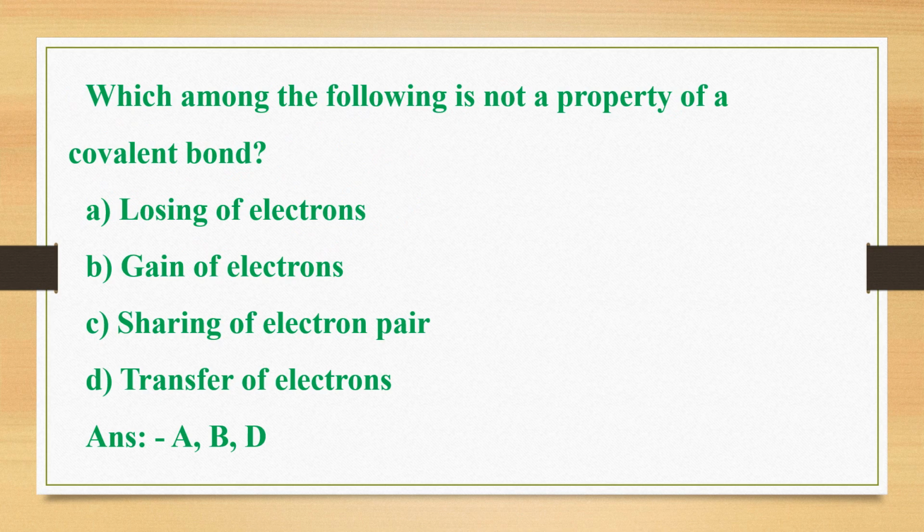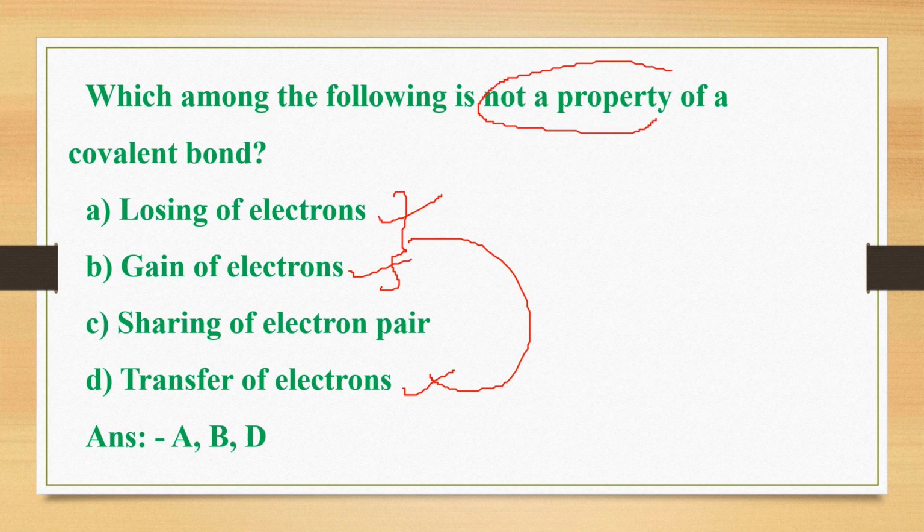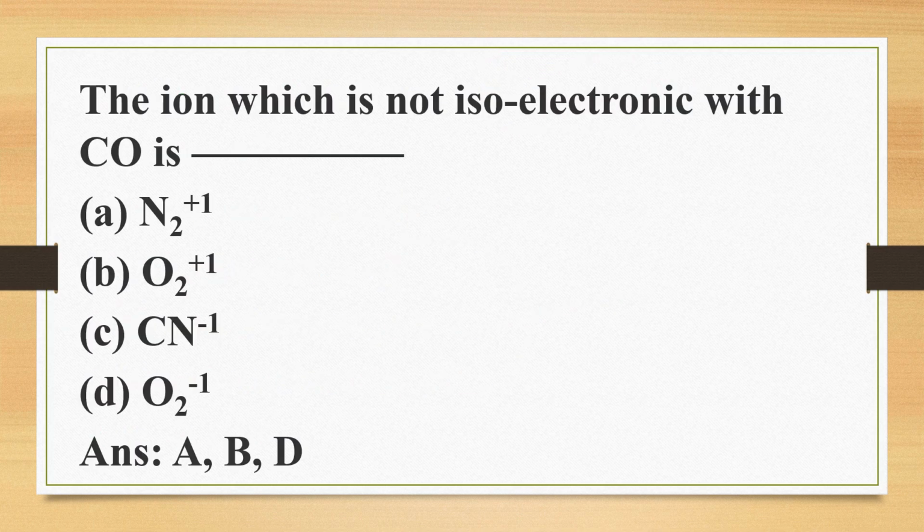Which among the following is not a property of covalent compounds? Not a property. Losing electrons, no. Gaining of electrons, no. These are transfer of electrons. These three are properties, but he's asked not a property. That's very important. Sharing of electrons, yes. Sharing of electron pairs, naturally yes, exactly. That is a property of covalent compounds. But he's asking about what is not a property. So you have to go through the question carefully. That is why two or more options are the right answer.